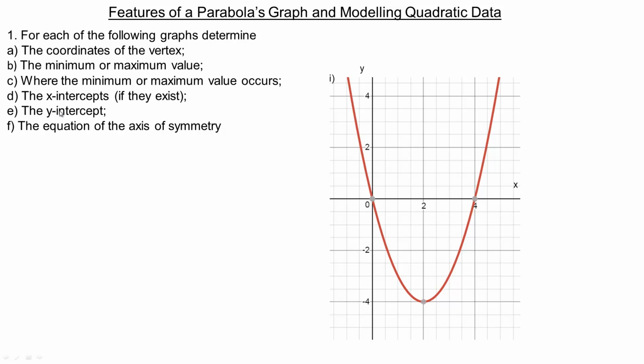In this tutorial, we're going to take a look at three examples, three graphs, and naming features of a parabola, where the vertex is, whether it's a max or min, and then where that maximum or minimum value occurs. The intercepts, both x and y, and what the equation of the axis of symmetry is. And then after that, we're going to take a look at an example of modeling some quadratic data.